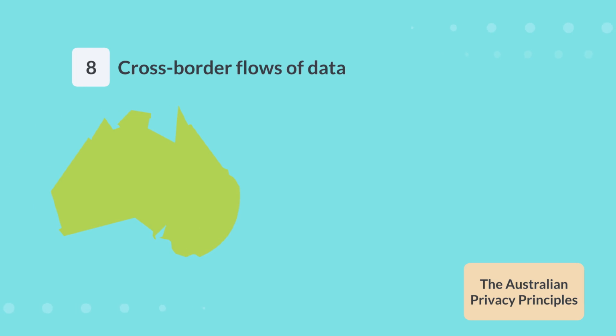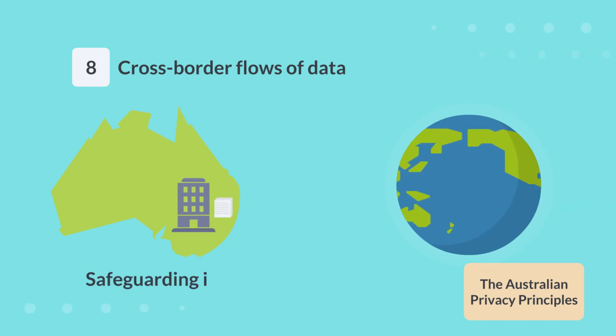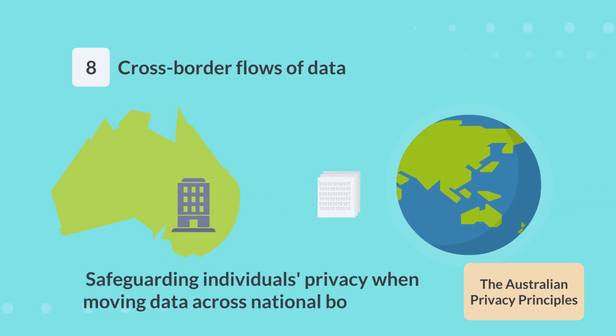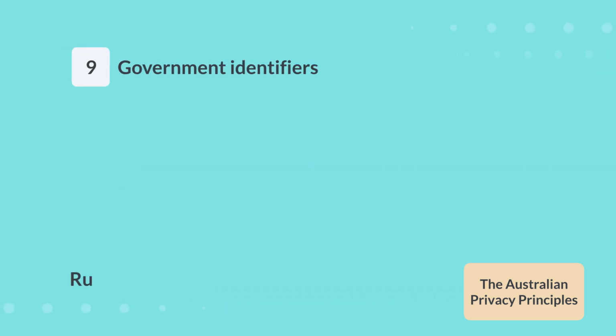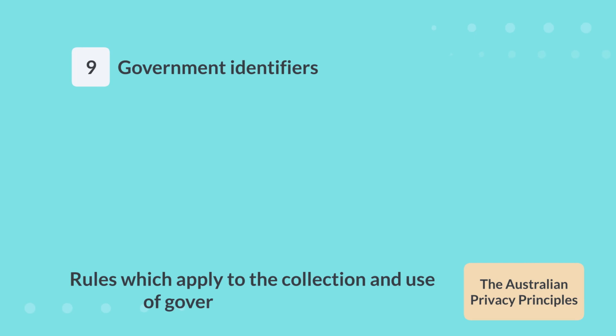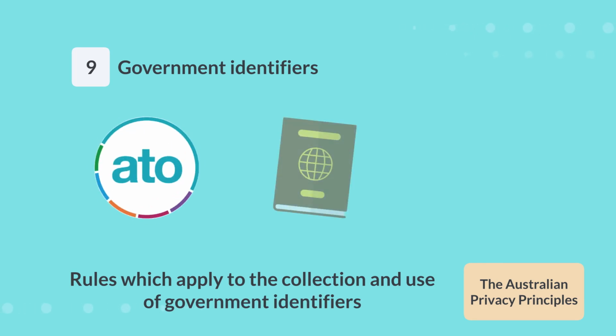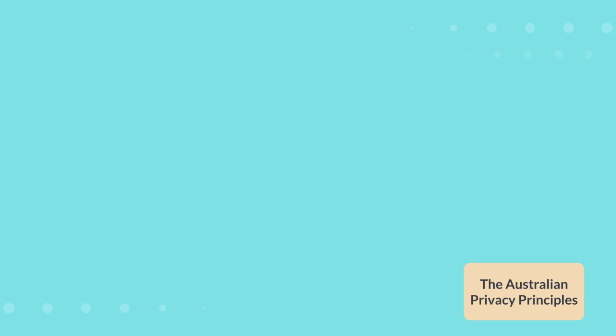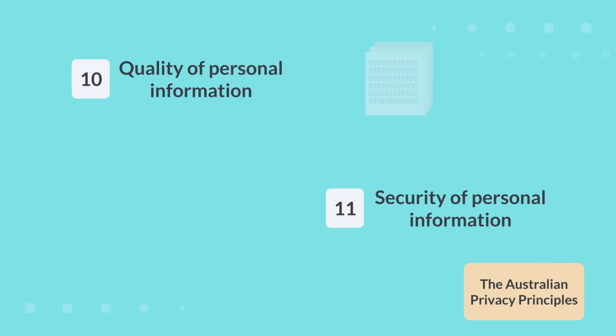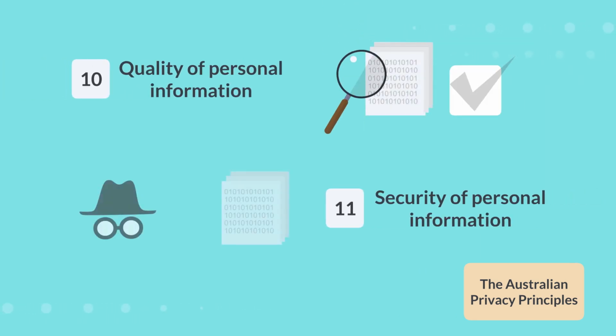Principle 8 provides guidelines for moving data across national boundaries to safeguard individuals' privacy in a foreign jurisdiction. And Principle 9 covers some rules which apply particularly to government identifiers, which include information such as tax file numbers, passport numbers, and driver's licenses. The next section, Data Integrity, covers 2 principles: the need to maintain the accuracy and security of individuals' data.